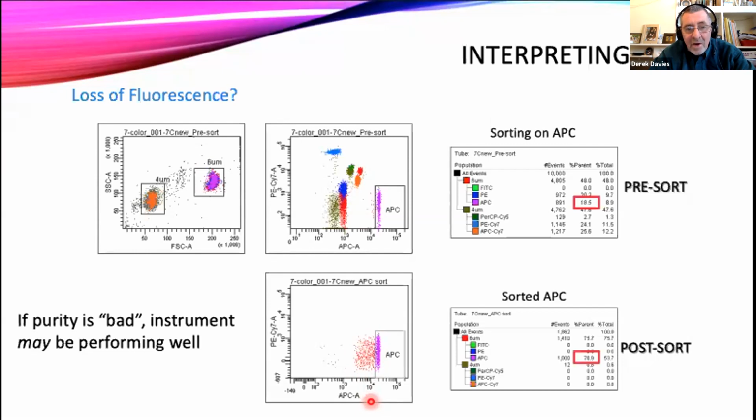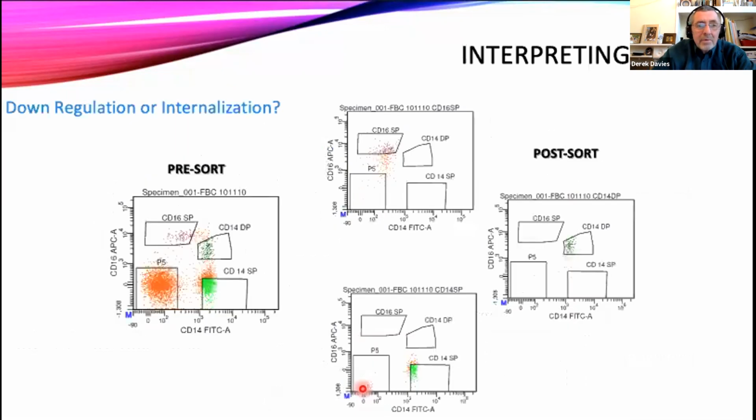And actually, if we had the time plot here, we would probably see that all these lower APC signals were at the beginning of the data file. So that's a practical issue that's caused that problem there. What about this situation? Here we've got a sort of CD14, CD16.